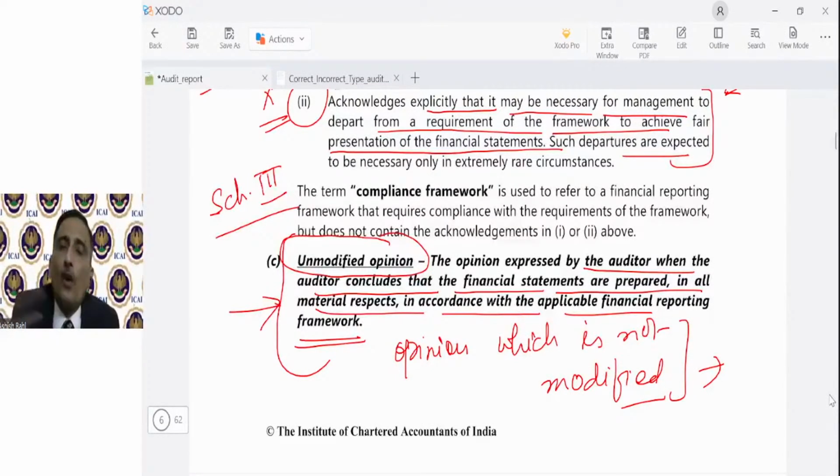So he gives an unmodified opinion. He has no reservation. He has no conditions to write. So this unmodified opinion is unconditional. It is not subject to this, subject to that. He gives a sort of clean chit. You can understand he gives a sort of clean chit to the company that he has carried out the audit in accordance with standards on auditing.